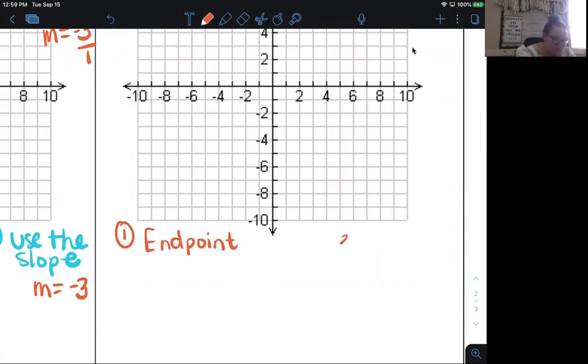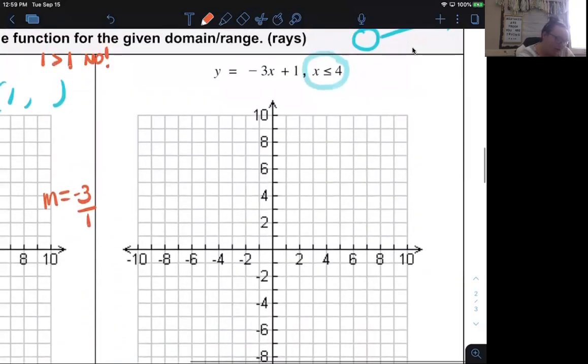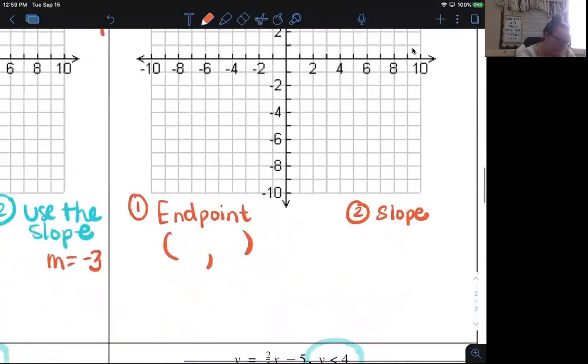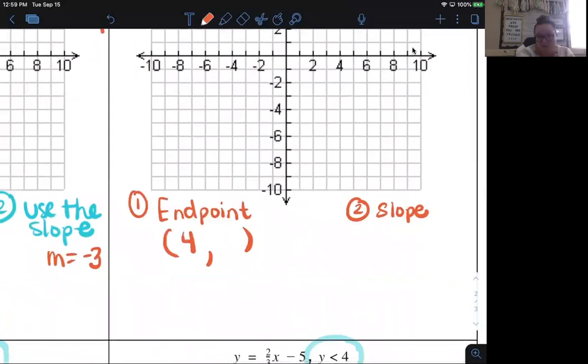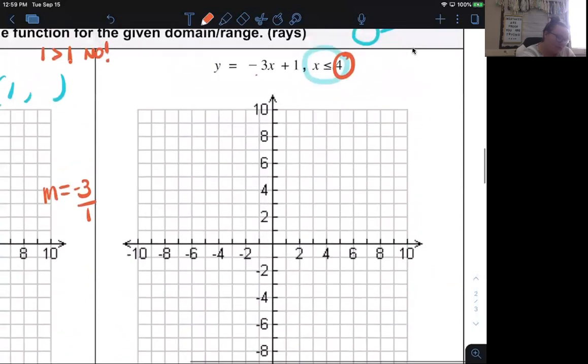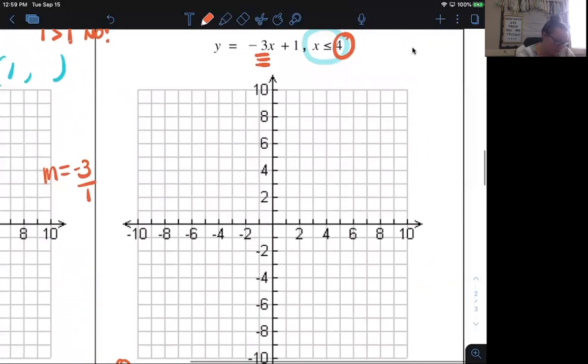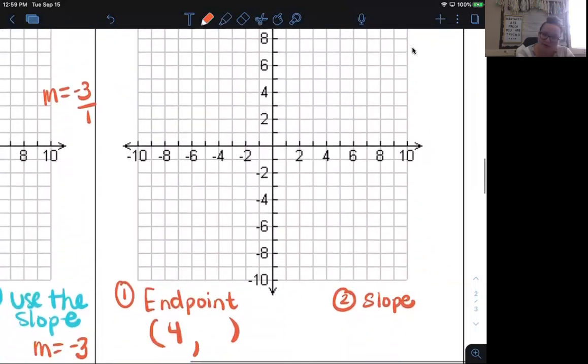And you're going to use the slope. So find that endpoint. I'll give you another hint. You're going to use x equals 4. So you need to find the y value of that point. And then your slope is given to you in your equation. Go ahead and find that endpoint. Use your slopes to find other points on the graph and get to work.